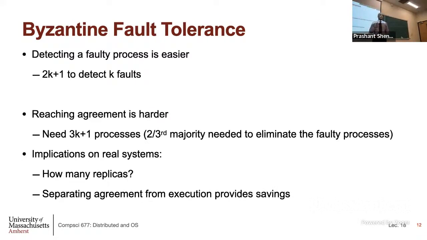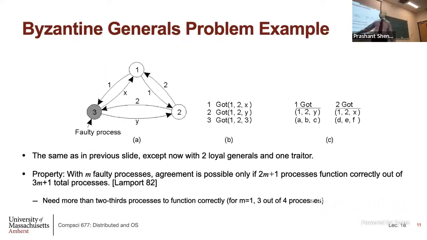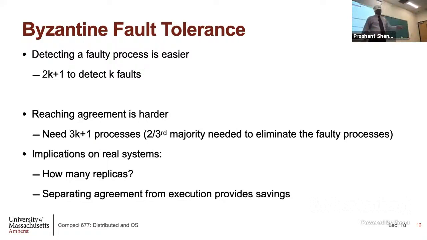What I just said is actually reflected in this slide, saying detecting crash faults is much easier: K plus 1. Detecting that there is a Byzantine fault takes 2K plus 1. That's just detecting, not isolating. You know that there is a fault because there's no agreement; you can't figure out what is right and what is wrong. Reaching agreement after detection requires 3K+1. Essentially you need a 2/3 majority to eliminate the faulty replica.